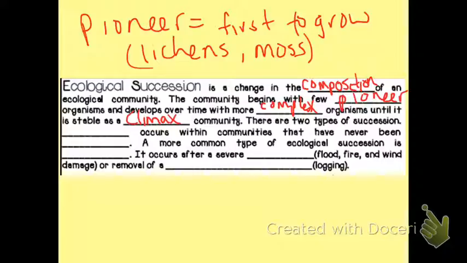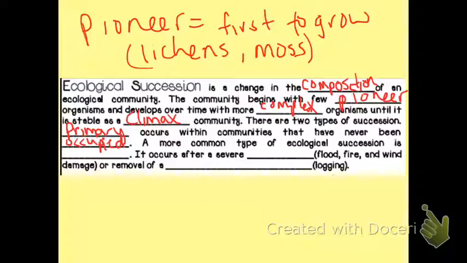Right, so there are two types of succession, like I mentioned earlier. Primary succession is the first type, and primary succession is going to occur within communities that have never been occupied. Okay, so this means nothing has ever lived there. So think of like on the side of a volcano. After a volcano erupts, there's nothing living there on the lava rock. That would be an example of a primary community. So primary succession, think volcanoes.